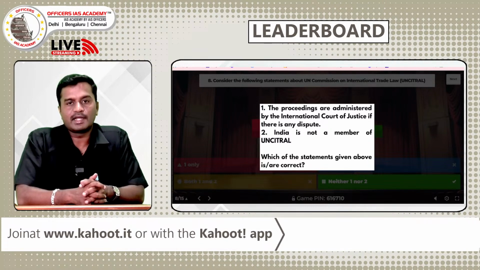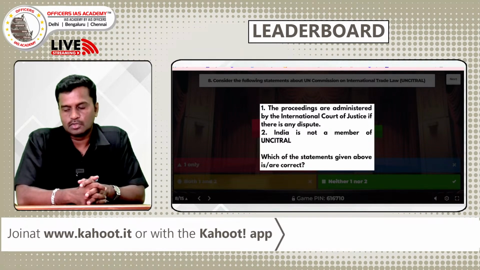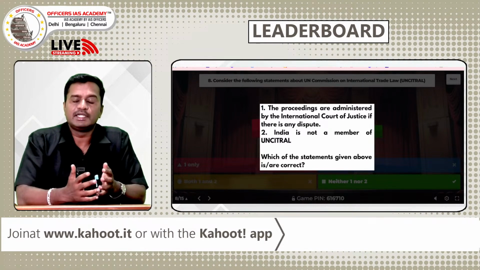The second statement is wrong. India is actually a member of UNCITRAL. We have signed and become a member of UNCITRAL. Don't confuse UNCITRAL with the WTO. The WTO is a different organization.